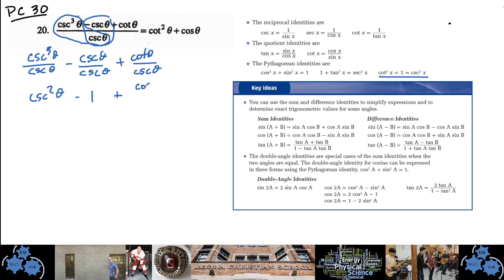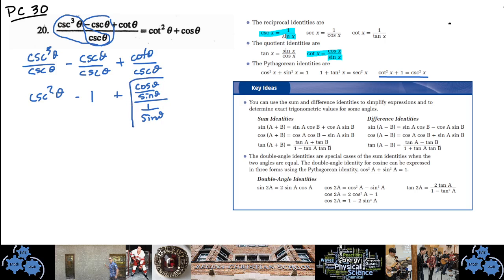Cotan is cos theta over sine theta, and cosecant is 1 over sine theta. If you don't remember that, all that stuff is over here. Cosecant is 1 over sine, cotan is 1 over tan, and of course tan is sine over cos. So cotan right here is cos over sine. All this stuff you can just refer to your identities right there. All right, so let's keep going.